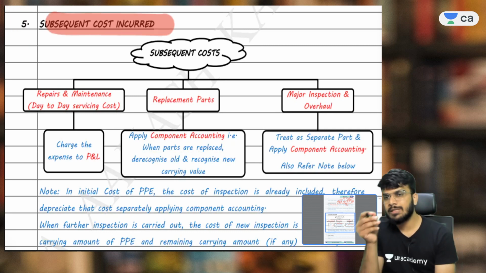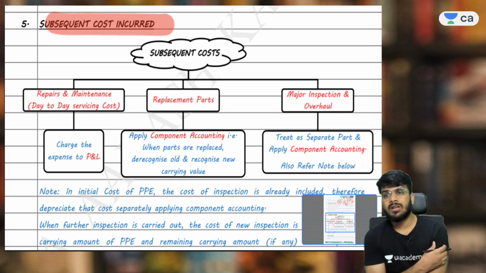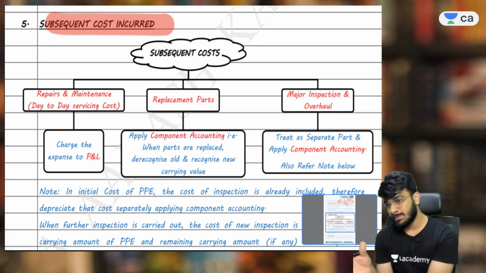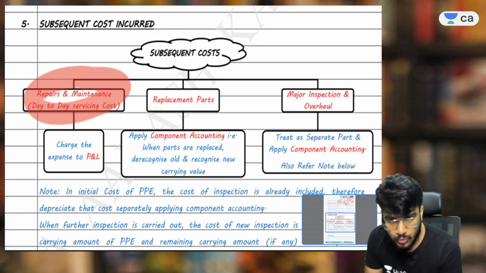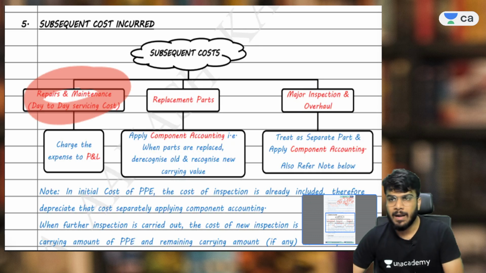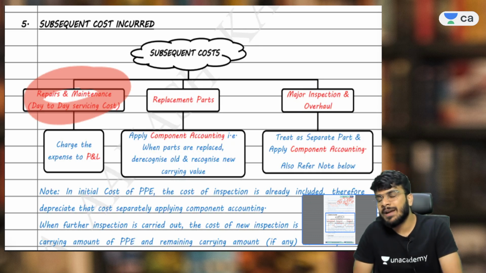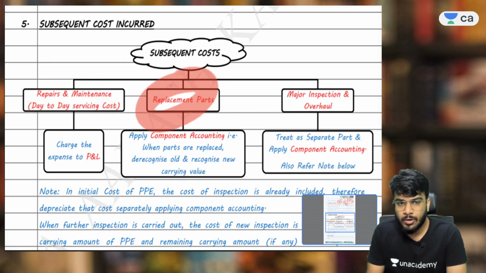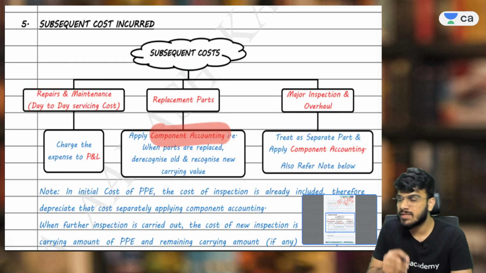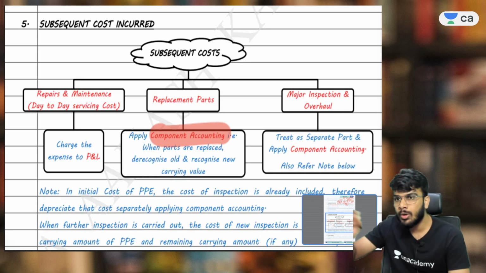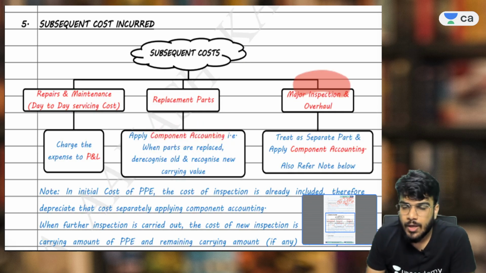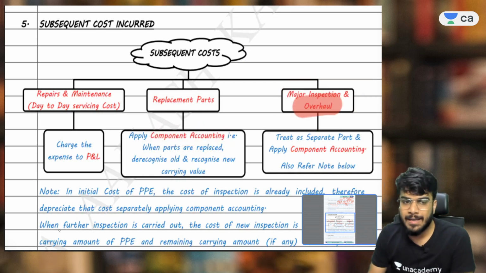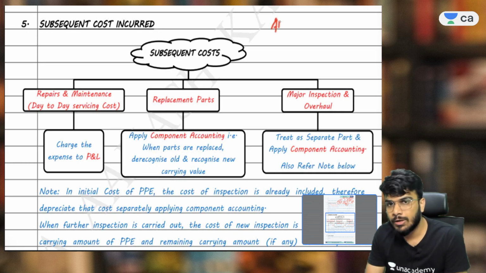Subsequent cost incurred. Once you buy the PPE, let's say after a couple of years you incur certain expense in respect of that PPE. So what is to be done with those particular expenses? If you incur any repairs or day-to-day expenses, they will be transferred to profit and loss. If you replace any major part, we already discussed, we will apply component accounting. That is, we will add the new carrying amount and deduct the old carrying amount. Next is, what if we conduct any major inspection and overhaul? What is the meaning of this point?